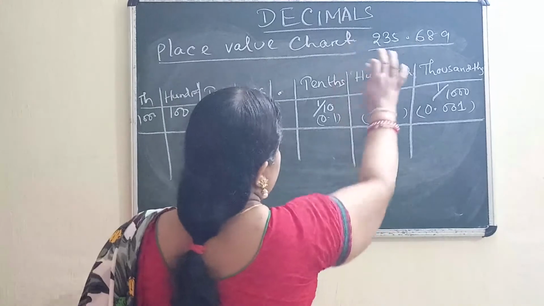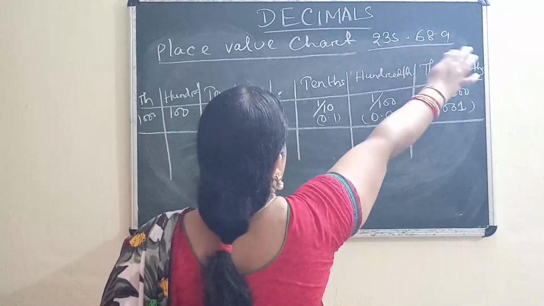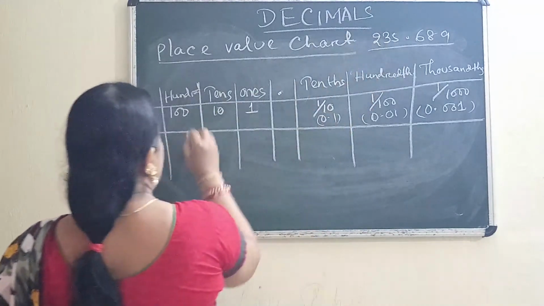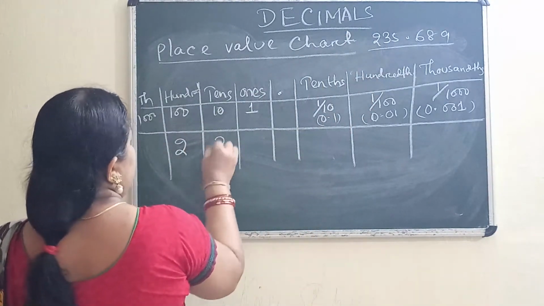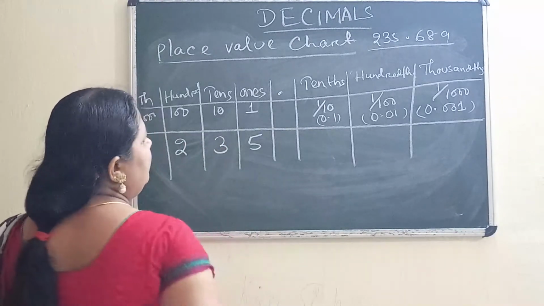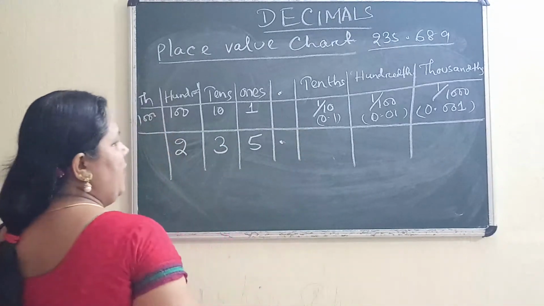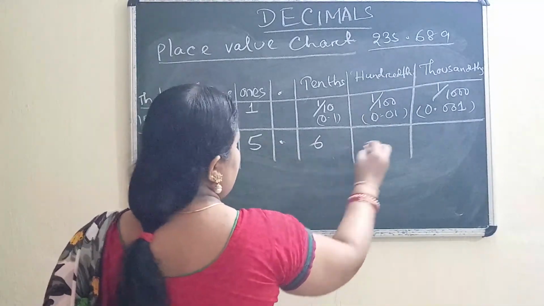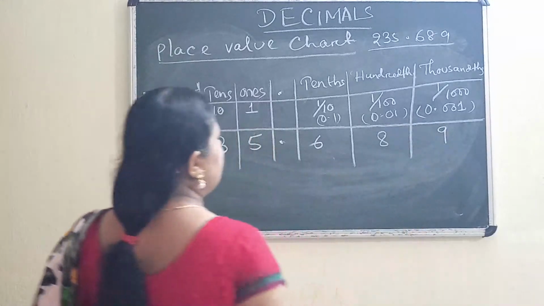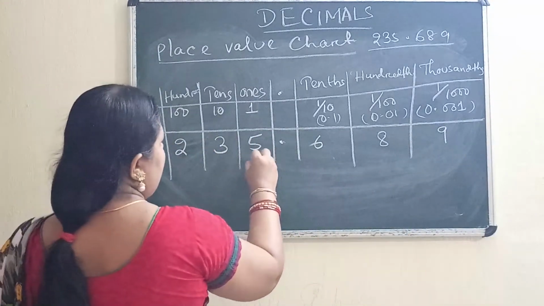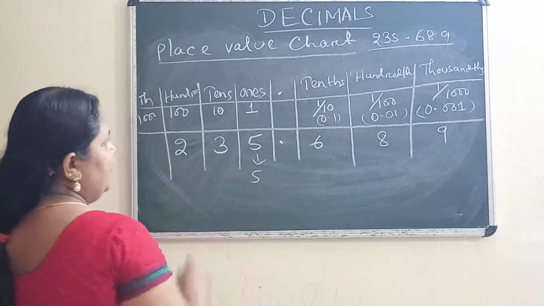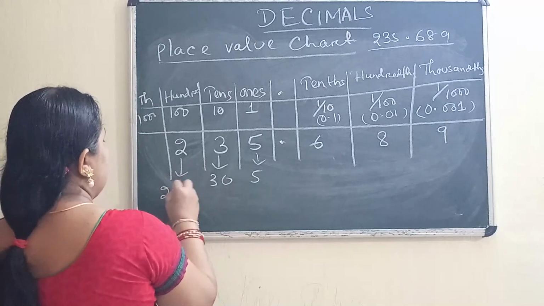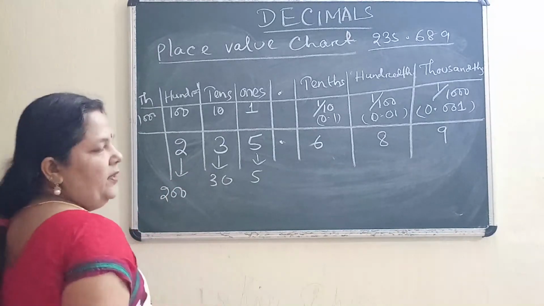So how will we represent this number, 235.689? Where will you write 2? In 235, the hundreds place you will write 200. This is the tens place, 30, and the ones place, 5. Then the decimal point separates the whole part from the other part, which is 689. So what is the place value of this? 5 ones means 5, 3 tens means 30, 2 in the hundreds place means the value will be 200.